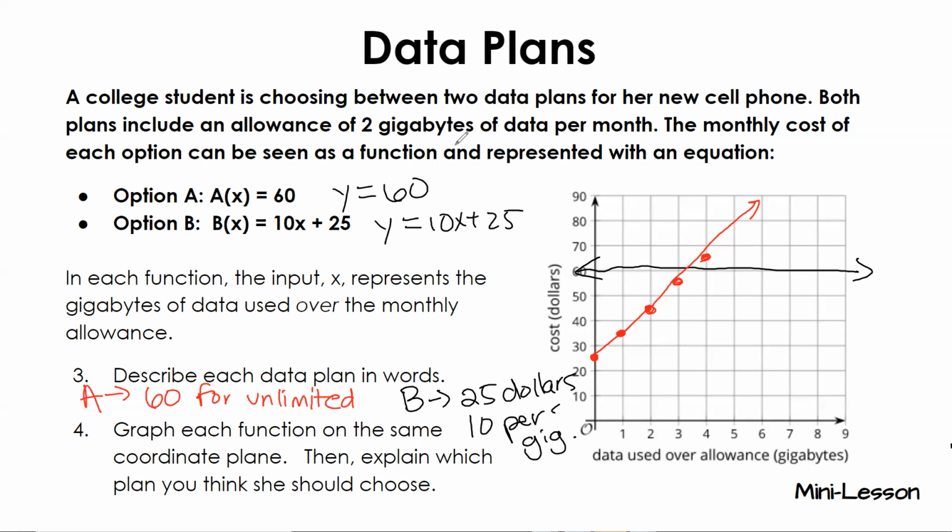So which one should you choose? Which plan should you get? Why? Okay. B might be good for short plans or not that much gigabyte use, right? So B would be good for small gigs, and A would be good for larger, because it would only be $60 and you could get like 9 gig, right?